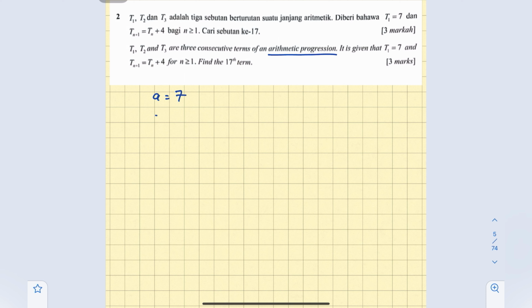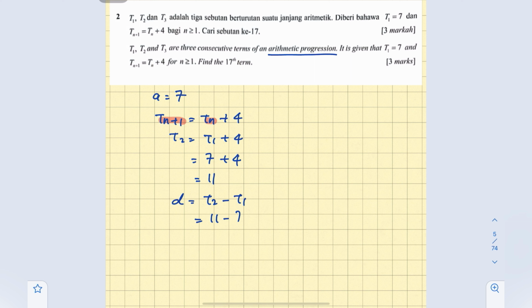Okay, but now given Tn plus 1 equals Tn plus 4. So now we can find T2. So T2 is T1 plus 4. Just now T1 is A, which equals 7. So 7 plus 4 equals 11. Okay, so we can find D. D is T2 minus T1, so 11 minus 7. D equals 4.